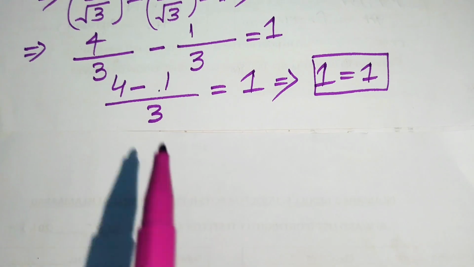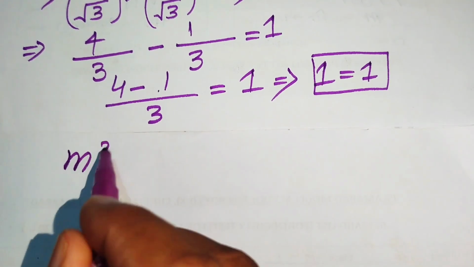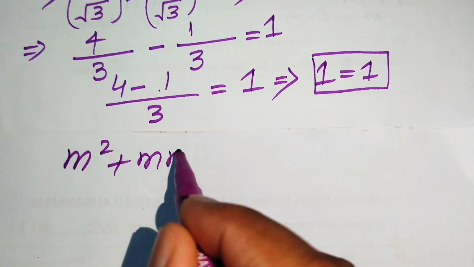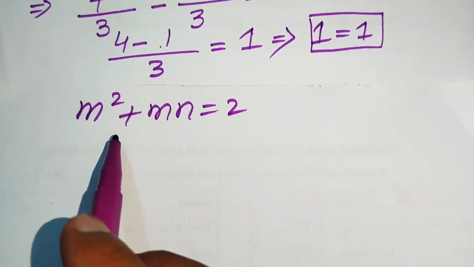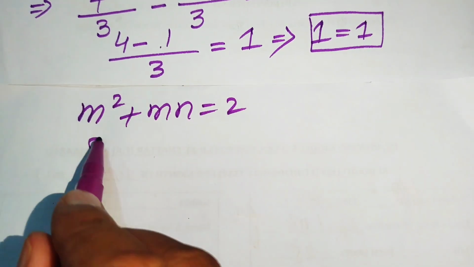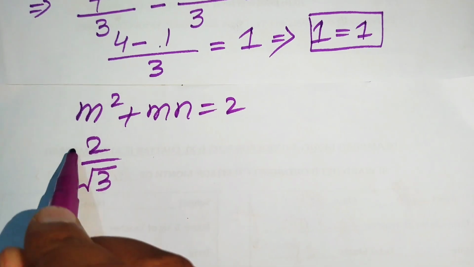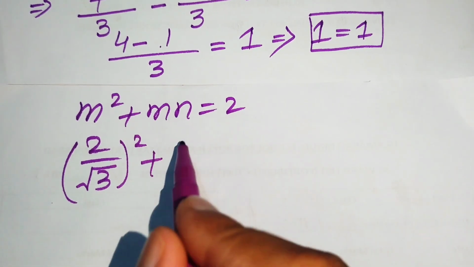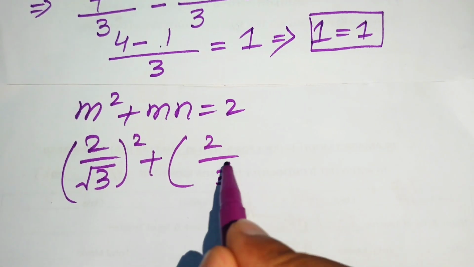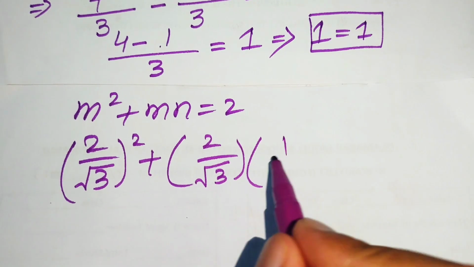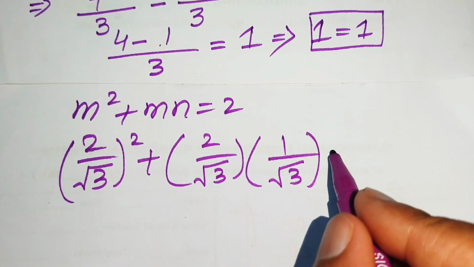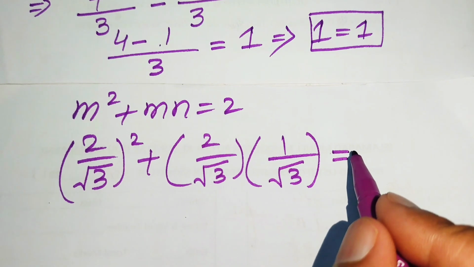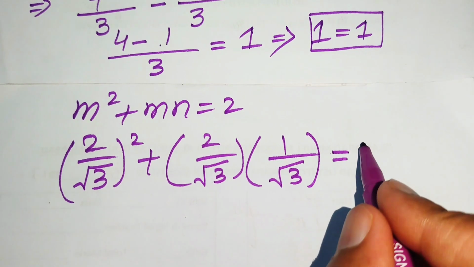Now we check our second equation, m square plus mn equals 2. Here we substitute the values of m and n: the value of m is 2 over square root of 3, whole squared, plus 2 over square root of 3 times n, which is 1 over square root of 3, and this whole equals 2.